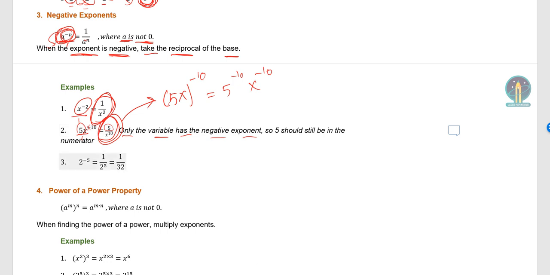Another example: 2 to the minus 5. Again, just flip it over, bring it down. So 1 over 2 to the 5, which is 1 over 32.